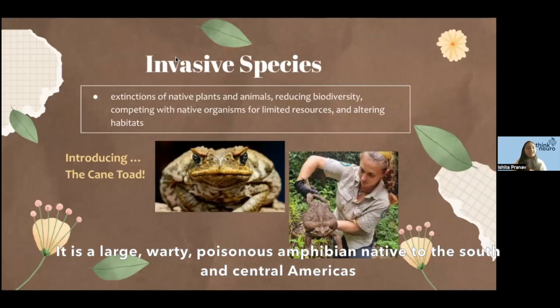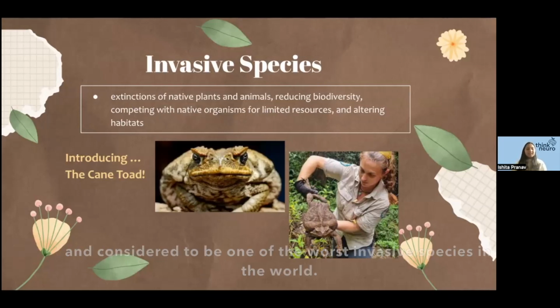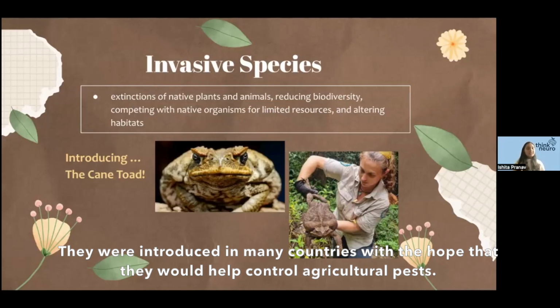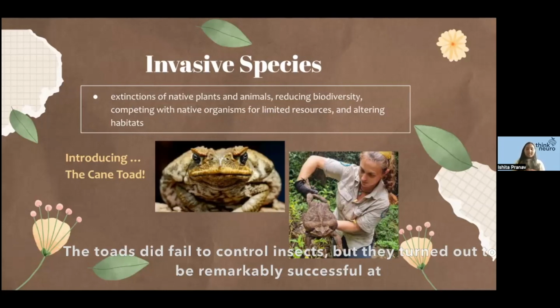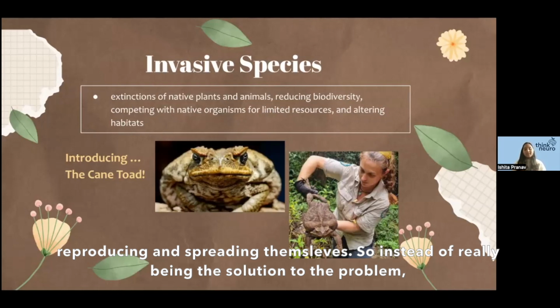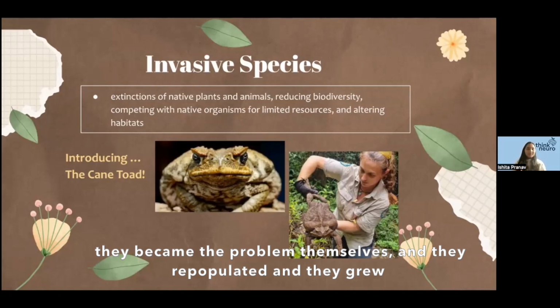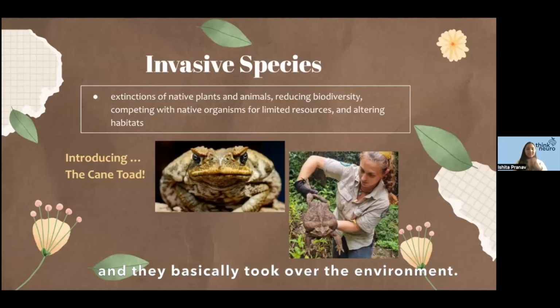It is a large, warty, poisonous amphibian native to South and Central America and considered to be one of the worst invasive species in the world. They were introduced in many countries with the hope that they would help control agricultural pests. The toads did fail to control insects, but they turned out to be remarkably successful at reproducing and spreading themselves. So instead of being the solution to the problem, they became the problem themselves, and they repopulated and grew and basically took over the environment.